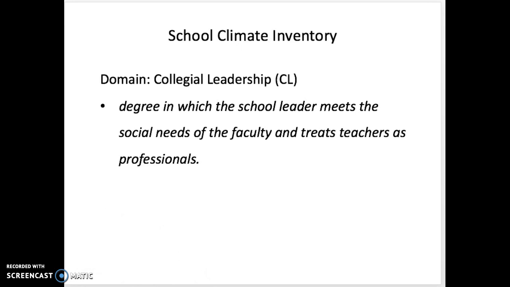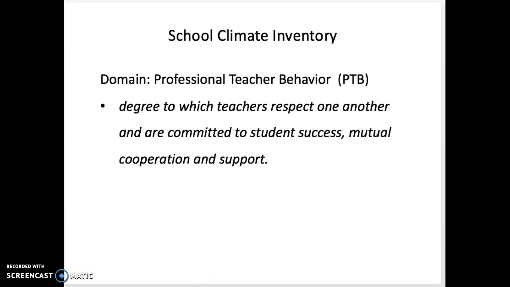He has 4 domains. One of them is collegial leadership, the degree to which the school leader meets the social needs of faculty and treats teachers as professionals. As you think about your own school situation, does this happen? Is there that sense of collegiality between leadership and teachers? Professional teacher behavior is the degree that individual teachers support and work with one another. Or is there more of a sense of competitiveness between teachers rather than that mutual cooperation and support?